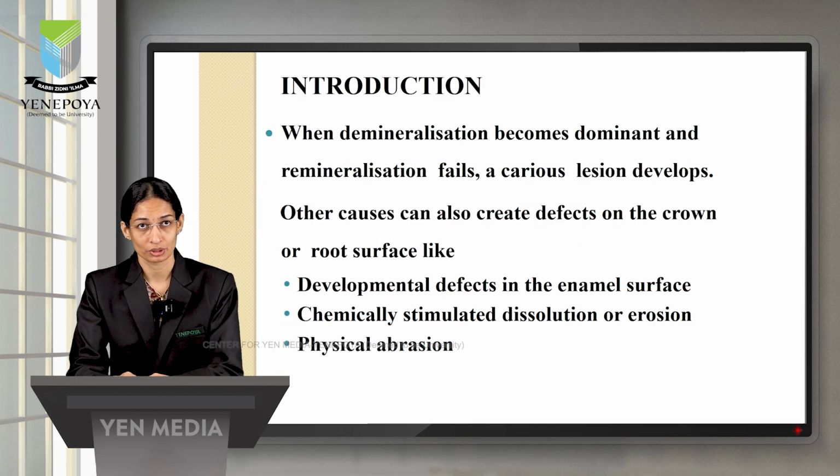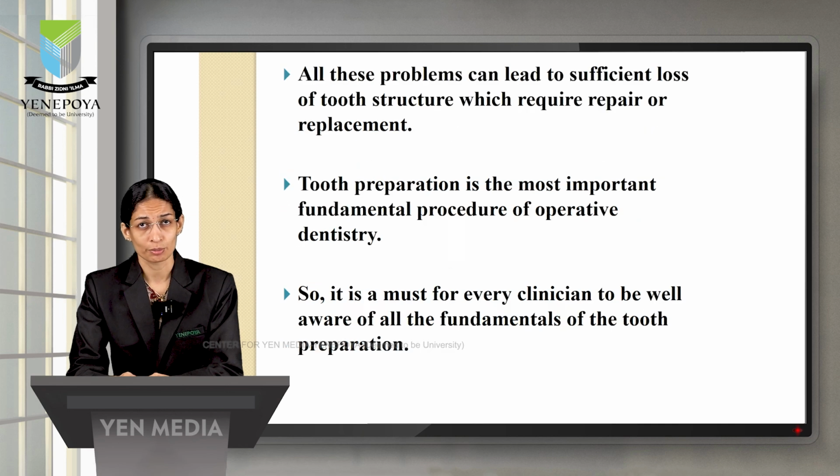To give an introduction to this topic, whenever demineralization becomes dominant and remineralization fails, a carious lesion will develop. There are other causes which can also create defects on the crown or the root surface, like developmental defects in the enamel surface, chemically stimulated dissolution or erosion, and physical abrasion. All these problems can lead to sufficient loss of tooth structure, which will require repair and replacement.